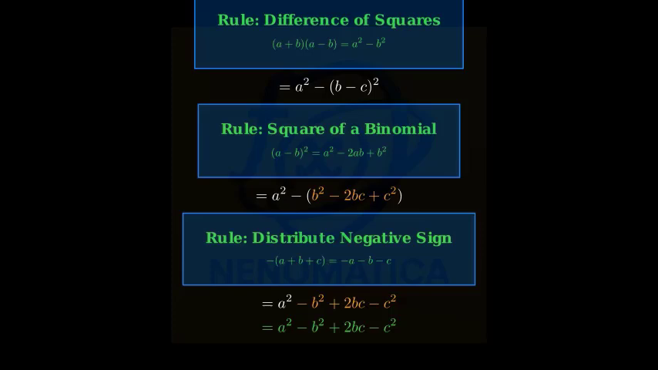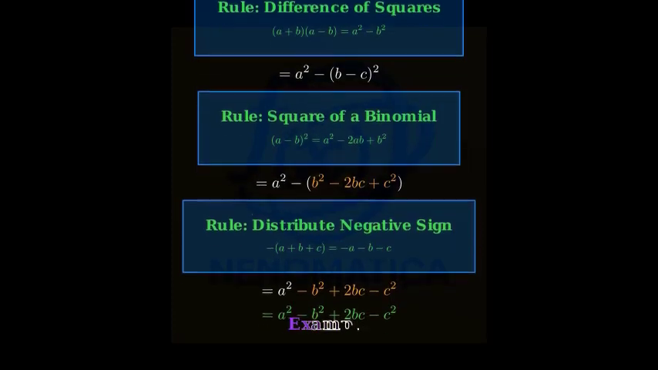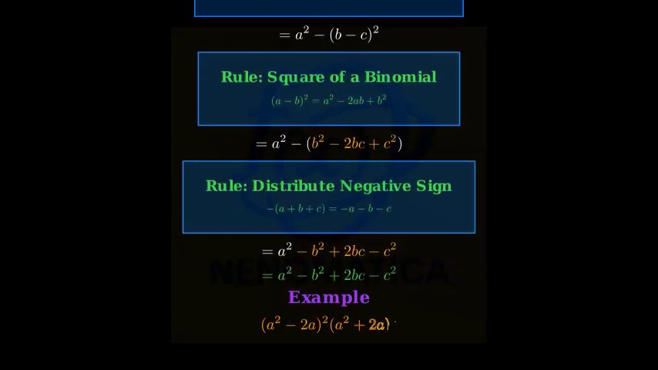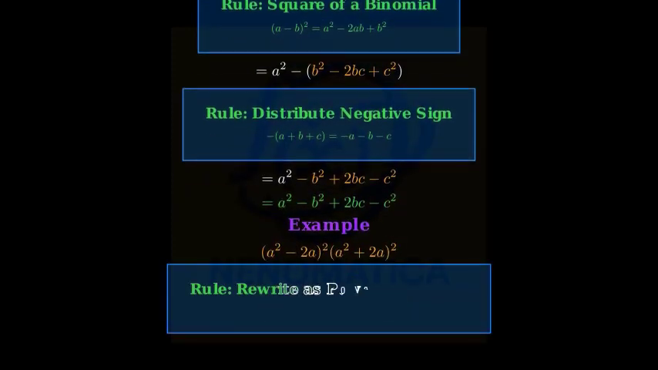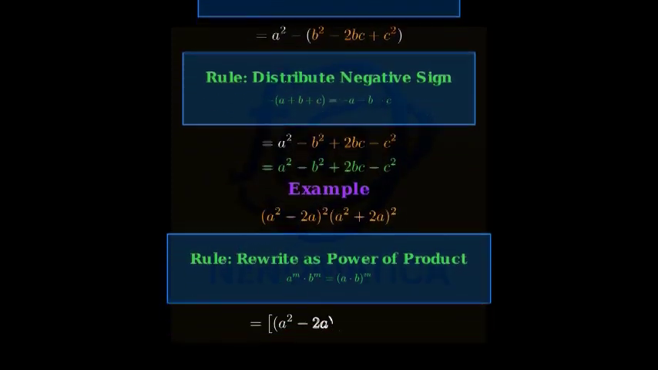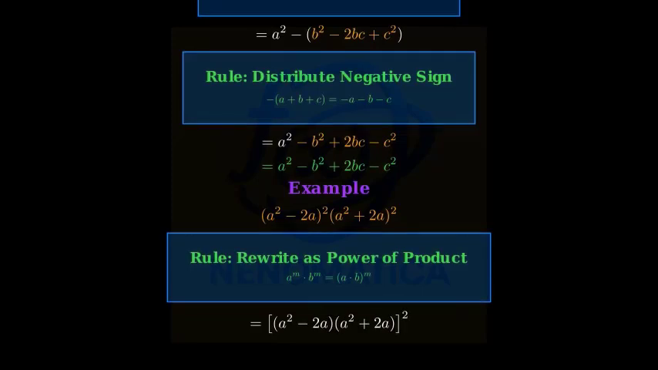Now, let's move on to our second example. We need to calculate (a² - 2a)² multiplied by (a² + 2a)². First, we'll rewrite this as a power. We can express this as the product of a² - 2a and a² + 2a, and this entire product is squared.